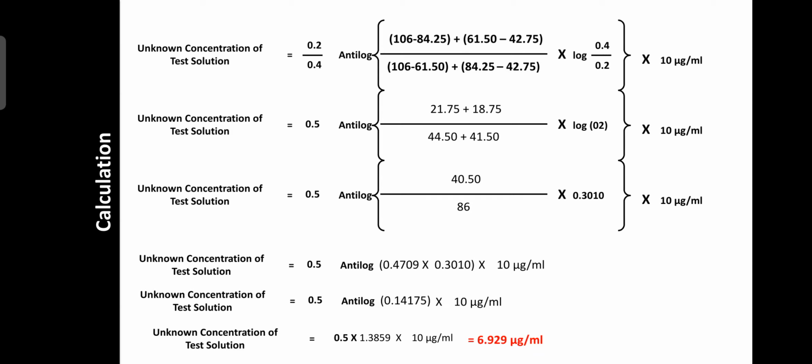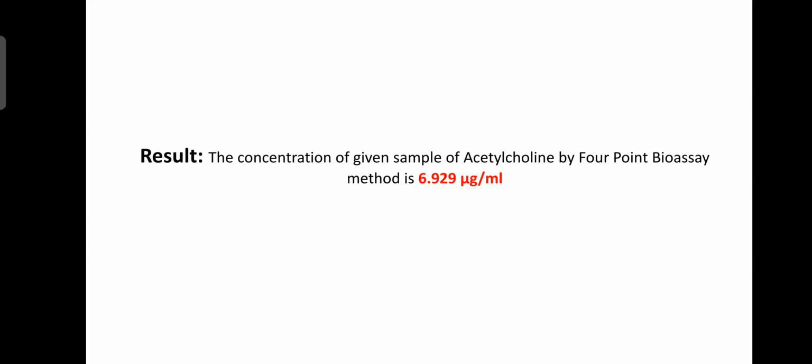Regarding calculations, all the data are put in the formula and we get 6.929 microgram per ml. So these are the steps involved in the calculation of the unknown concentration of test solution by the 4-point bioassay method. Result: the concentration of the given sample of acetylcholine by the 4-point bioassay method is 6.929 microgram per ml.